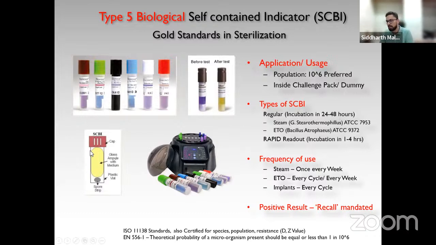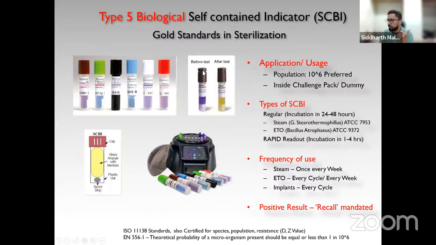Now, this is very important because all the chemical indicators are simple paper strips, but all your biological indicators have actual bacteria which you want to kill. These are very difficult bacteria to kill. And if you are able to kill these bacteria, then that means your autoclave sterilization cycle is good.